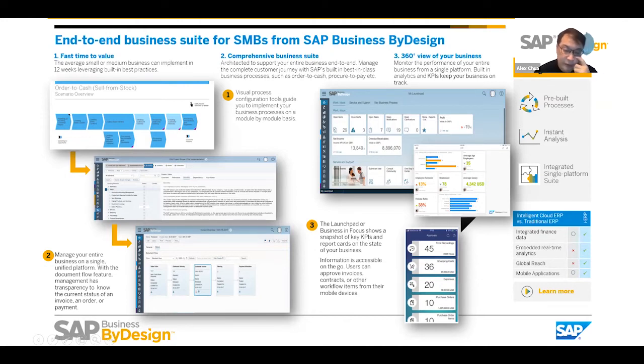When we say standard best practice scenarios, for example, in your company, you have an order to cash process. You have a procure to pay process, right? I want to do a purchase requisition, get the approval, convert it to a purchase order, do the three-way matching, and so on. So that's what we mean by processes. In Business by Design, these are already inbuilt. That means you do not need to build from scratch.